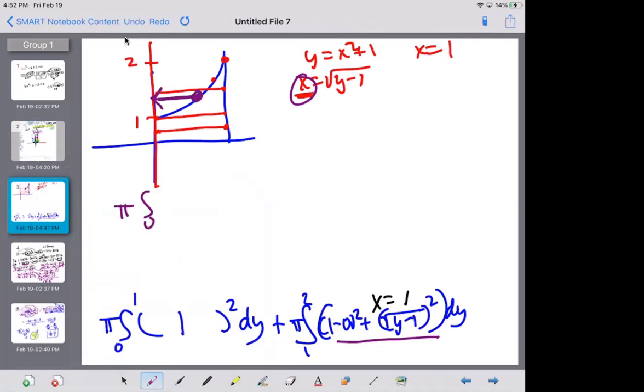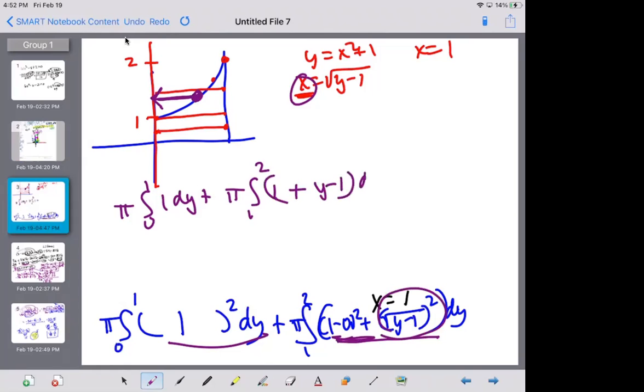All right, so then I'll go and work this one out. You have pi integral from 0 to 1 of 1 squared dy plus the pi times, and don't forget your pi. See, I almost forgot mine today. This part is 1 plus this part is y minus 1 dy. So it ends up not being too hard to do. I feel like I should have a plus in here.